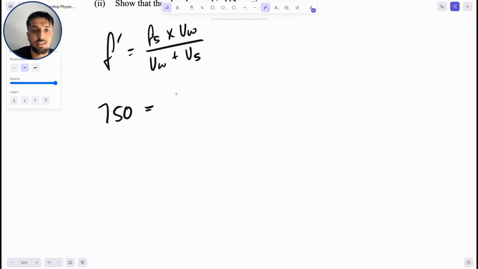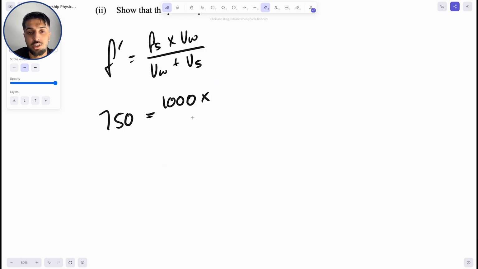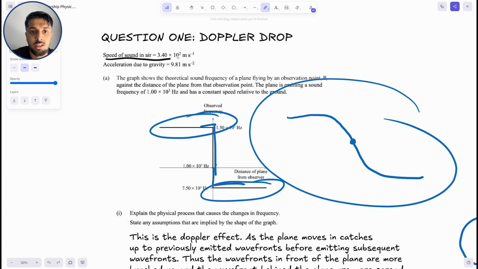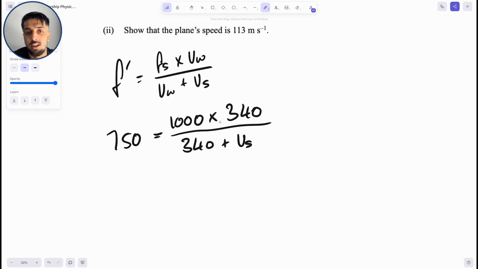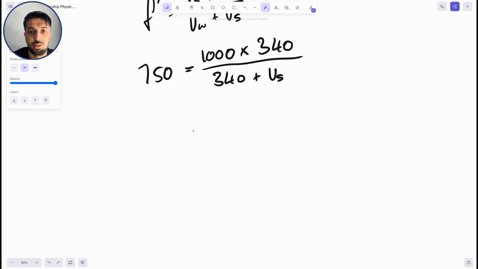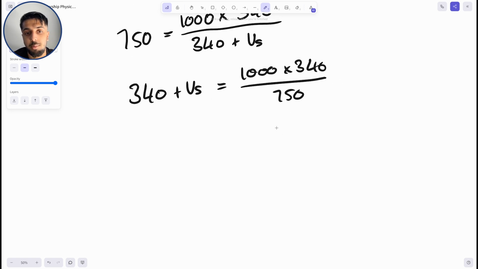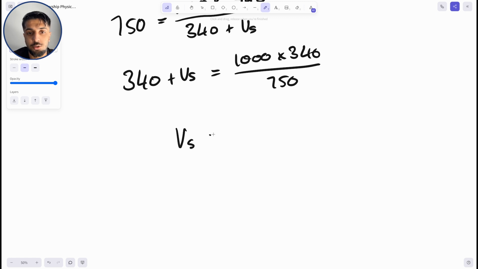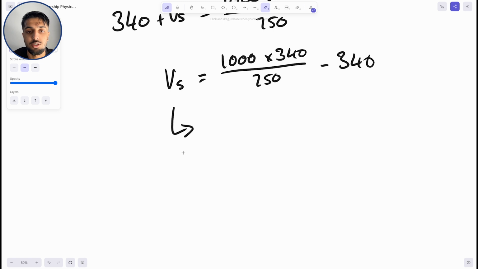So 750 is equal to the source frequency, and that is 1000 Hz, as stated above, times the velocity of the wave, which is the speed of sound, which is 340 meters per second. And that's all over 340 plus Vs, which is the variable that we're trying to find. So now rearranging, we get 340 plus Vs is equal to 1000 times 340 all over 750. Now minusing 340 on this side, and we get the source velocity is equal to 1000 times 340 all over 750 minus 340. And that gives us a source velocity of 113 meters per second, just as we are meant to find.